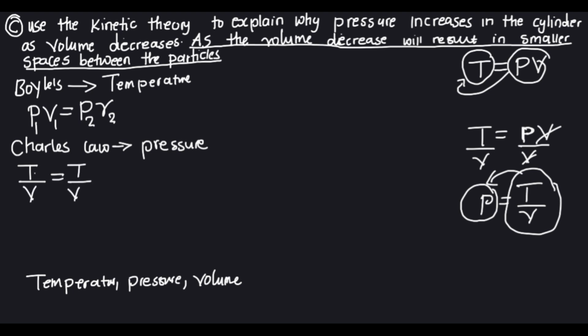Then we consider this as temperature 1, volume 1, temperature 2, volume 2. This formula is the same if we make the volumes our numerator and the temperatures our denominator. The formula still remains the same. So you can say volume 1 over temperature 1 is equal to volume 2 over temperature 2.